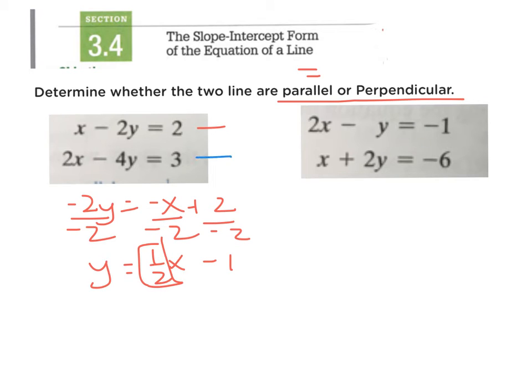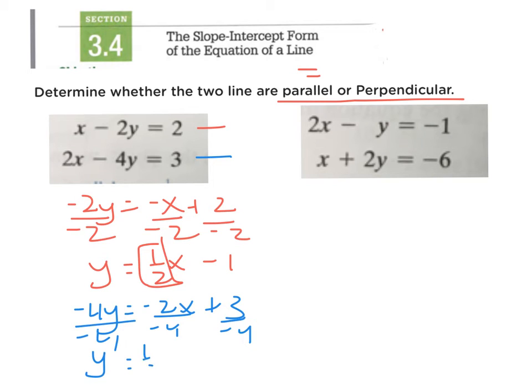So now I'm going to do the same thing with this one. I'm going to move the 2x over. So in this case, I'm going to end up with a negative 4y equals a negative 2x plus 3, divide by negative 4. And that gives me y equals, once again, 1/2 x minus 3/4. So the 1/2 and the 1/2 are exactly the same. So these are parallel.